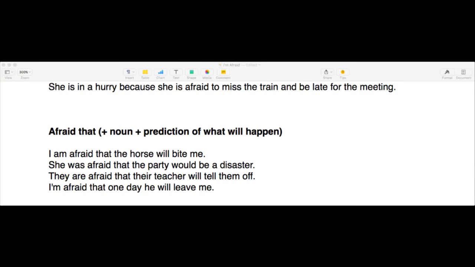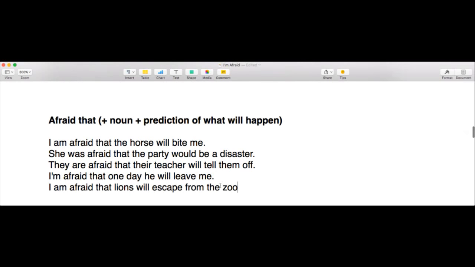I'm afraid that, what's this about lions? This is Valeria. I'm not sure how to pronounce that. I do apologize. But here we go. Let's have a look at your sentence. I am afraid that lions will escape from the zoo. I'm afraid that lions, I would say the lions, it feels more natural. I'm afraid that the lions will escape from the zoo. Yes, that would be scary.